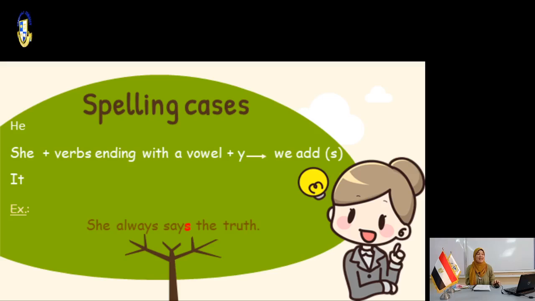Say, S-A-Y-S. A is a vowel, and then we have Y. So A catches the Y, so the Y cannot escape or run away from the verb. And we put the noisy S beside the Y. She always says the truth. The Y cannot escape from this verb.